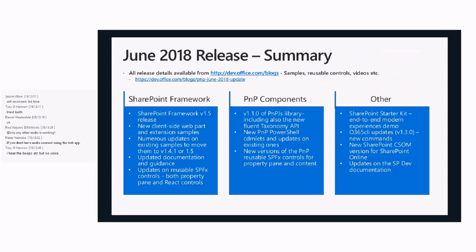On the PnP component side, there was a new 1.1 version of the PnPjs library. Patrick is going to demonstrate that one within a few minutes, well, 10 minutes, because I'm babbling here for a while still. There were new PowerShell cmdlets available, and the documentation obviously has been updated on the docs.microsoft.com PowerShell side as well. And there was a new version of the reusable controls.